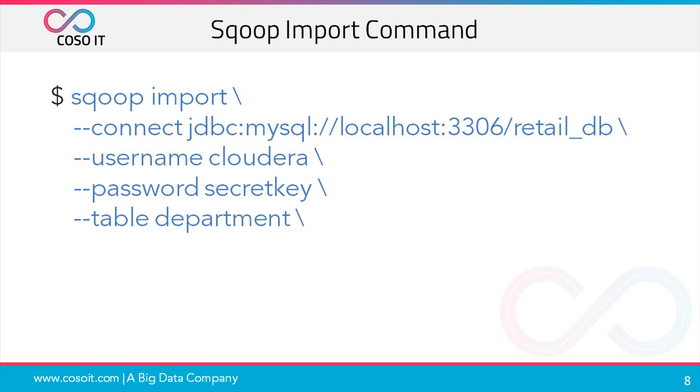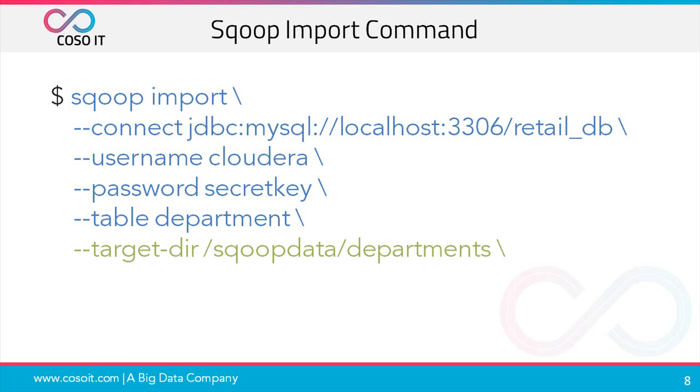Then a --table parameter for the table name from which you want to Sqoop the data. For example, you want to Sqoop the data from the departments table. Now there are optional parameters like specifying the target directory. By default, a directory with the same name as the table name is created under /user/cloudera in HDFS. But if you want, you can specify your target directory path in HDFS using the --target-dir parameter.